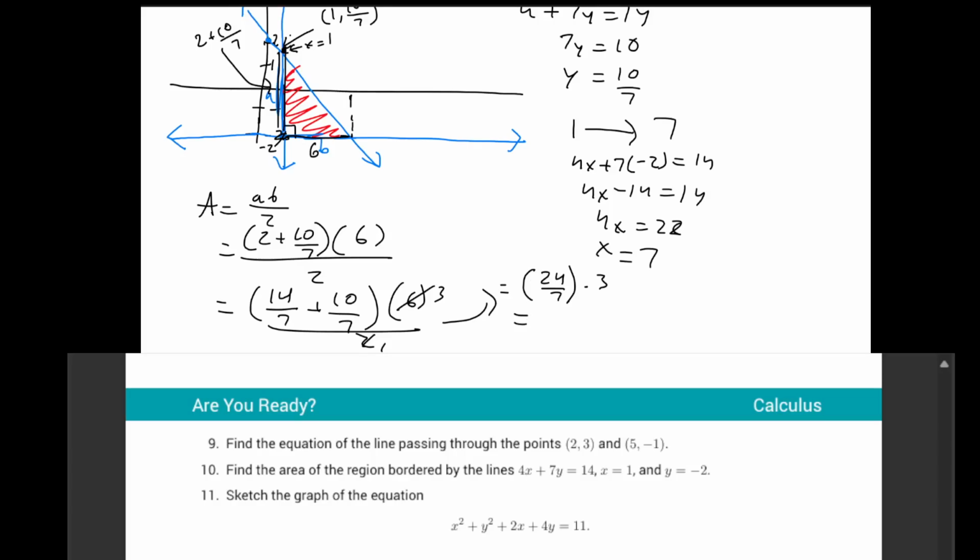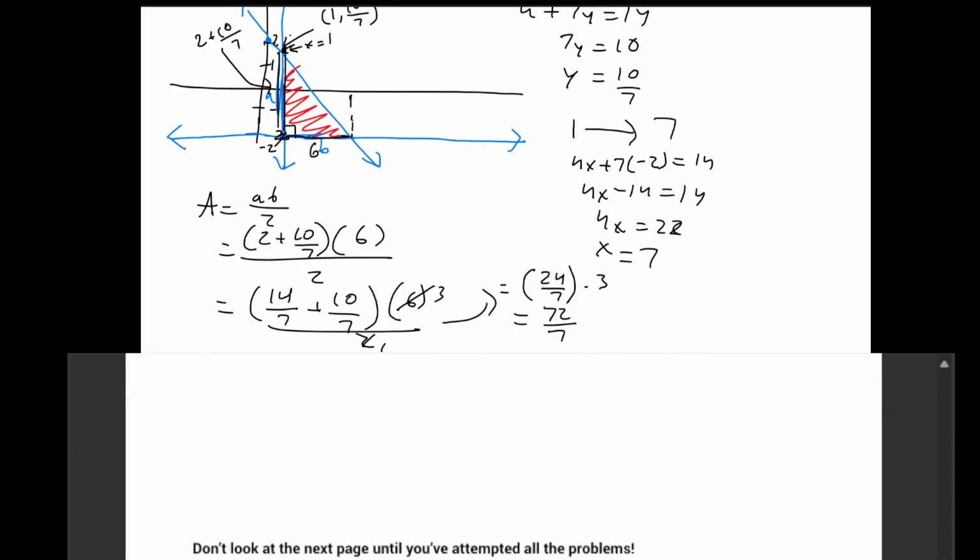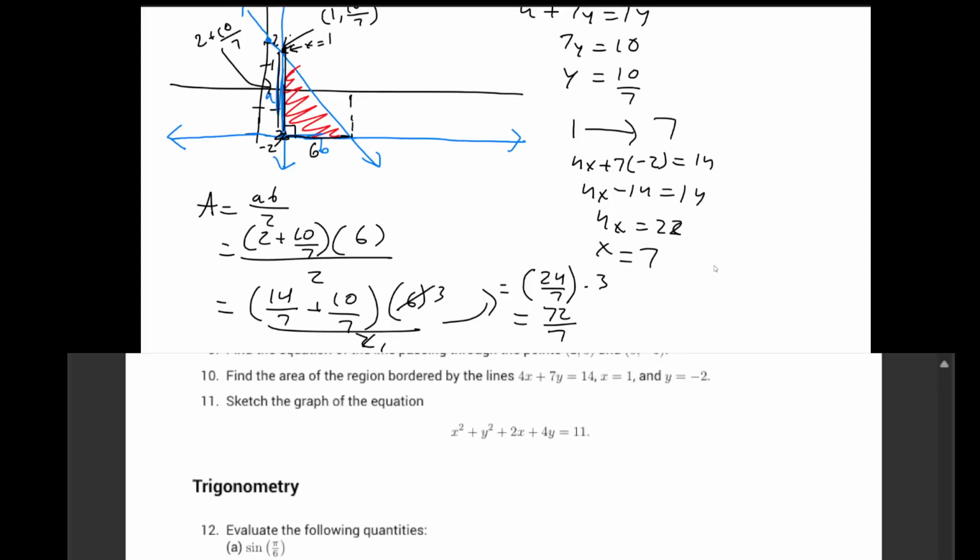And then, I don't know if I did this right. Did I do this right? No, I think I did this right. Right, 24 times 3 would be 72. 72 over 7. Yeah, right. Let me check here. I'm prone to making mistakes here. Yeah, 72 over 7. So the area here would equal 72 over 7, the area of that region bordered by these three lines.